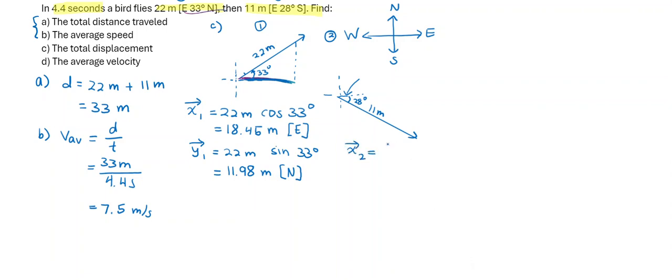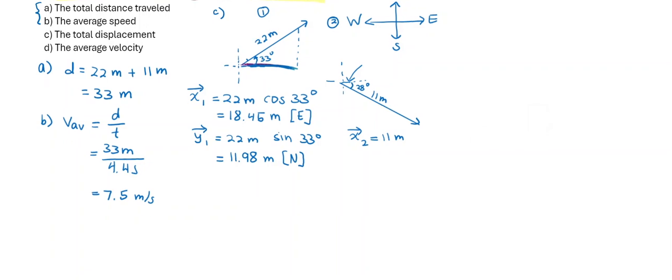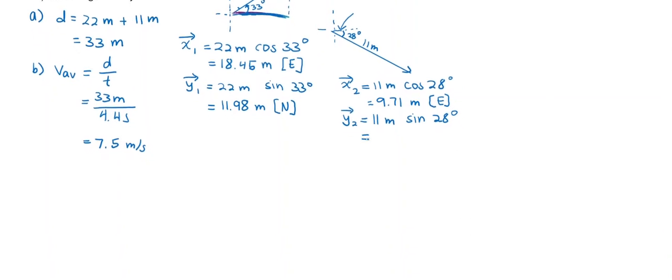So x2 equals 11 meters cosine 28 degrees. And this should give you 9.71 meters east. And then the y component is just 11 meters sine 28 degrees. And this should give you 5.16 meters south.